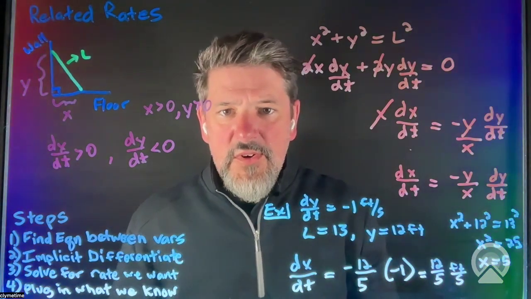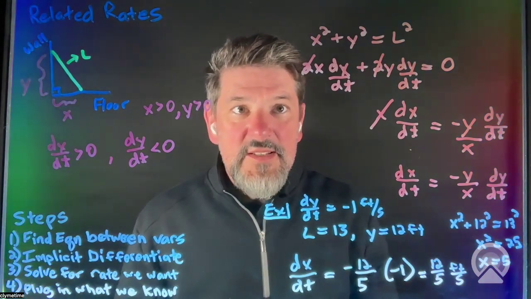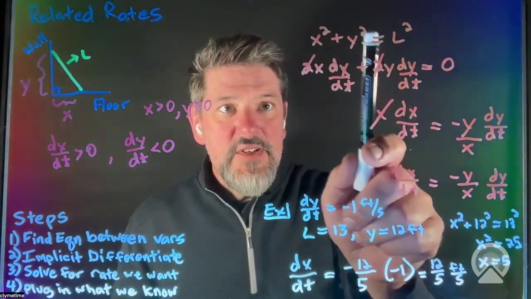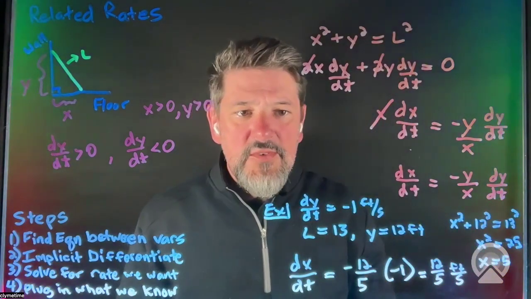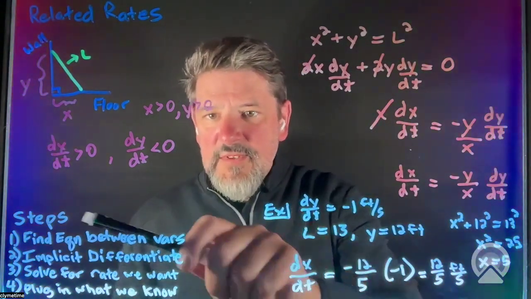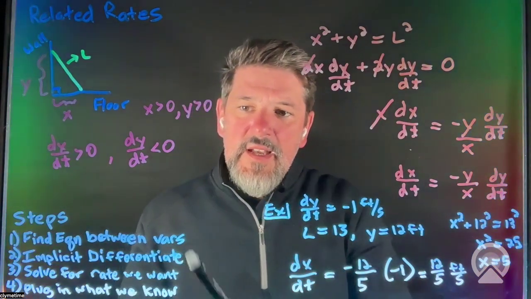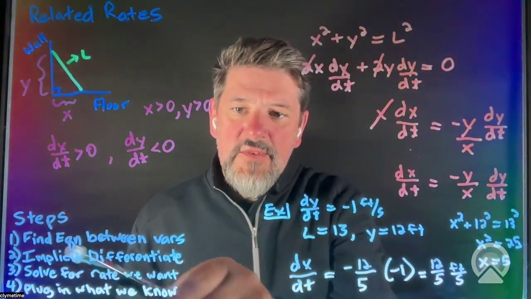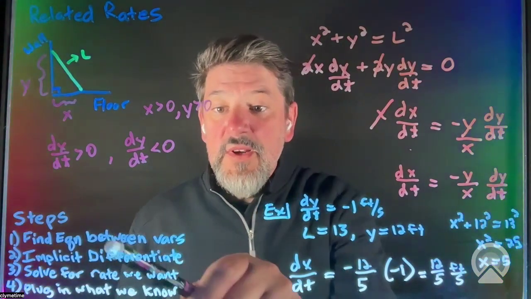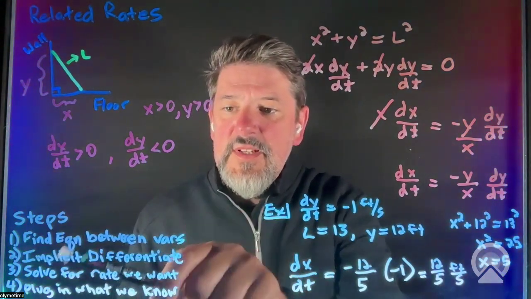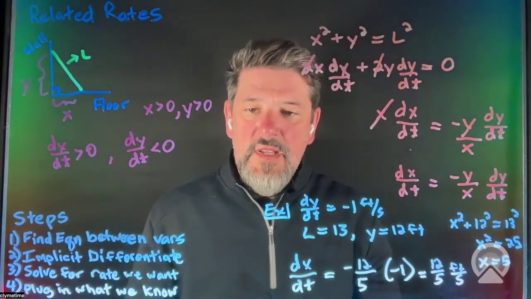So that is the process you go through for a related rate problem. It is a type of differential equation. This is the original equation, and this is a differential equation. And so you go through these steps: find the equation between the variables, implicitly differentiate, solve for the rate we want, and then plug in what we know. I'm sorry, solve for the rate we want is what I meant to say. Solve for the rate we want and plug in what we know.